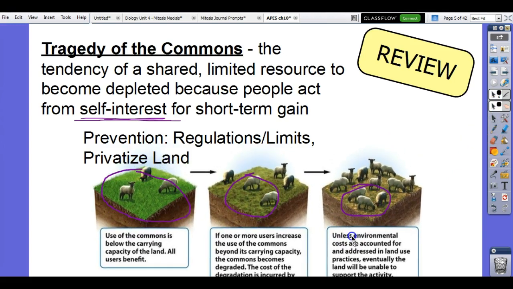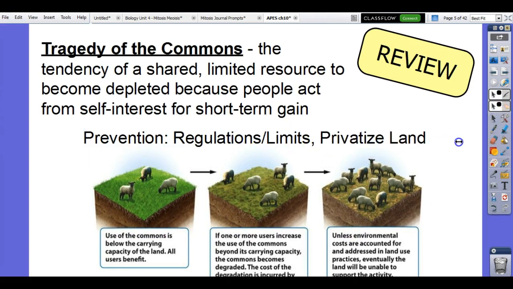Okay, we prevent it by putting limits or regulations, and also by privatizing land. You'll notice the word private in there. So making land private instead of public. And we'll talk about the different ways that you can do this. But the government has set aside pieces of land through parks and wilderness areas where they're able to own that land so that it doesn't become degraded.